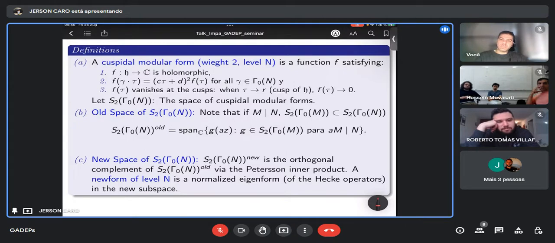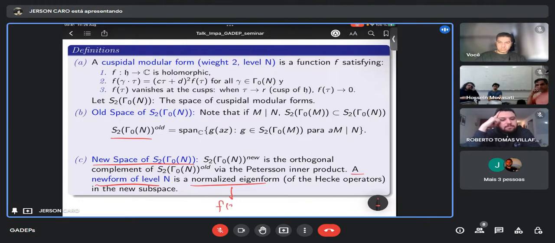And the thing is that the newforms are in bijection with the elliptic curves defined over Q. And for this reason, I have to define many things. So first, I define the new space. The new space is the orthogonal complement of this space, the old space, via some inner product that we have on S2(Γ0(N)). And a newform is a normalized eigenform. What is a normalized eigenform?